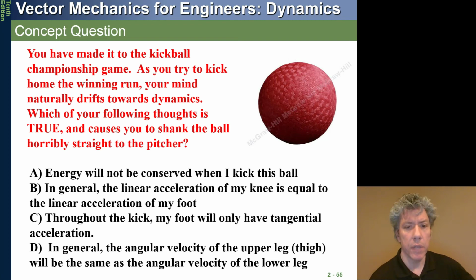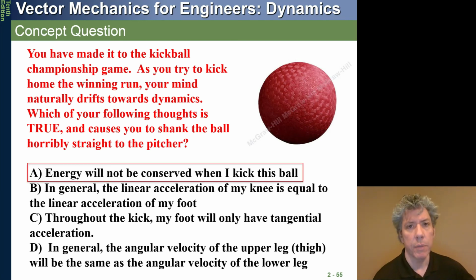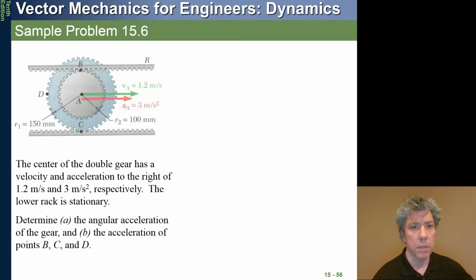D: In general, the angular velocity of the upper leg, or the thigh section, will be the same as the angular velocity of the lower leg. No, that doesn't make sense. You've got a pivot point at your knee. And unless you've got a stiff knee, the angular velocity of your lower leg and your upper leg are going to be different. So the only answer possible is A, and that's the one they were driving us toward, but I had to clarify that what they really mean is that the mechanical energy is not conserved.